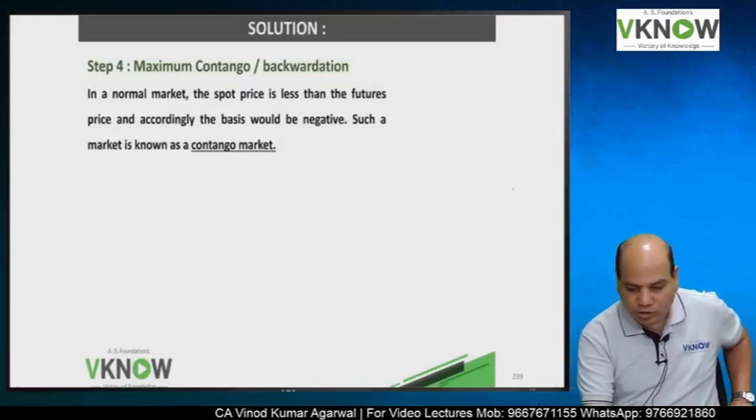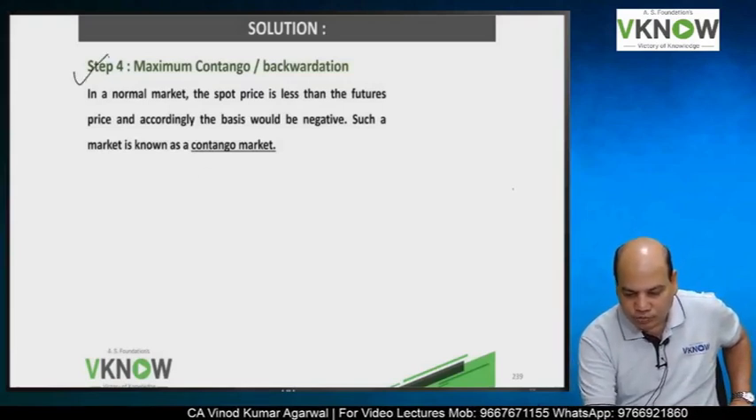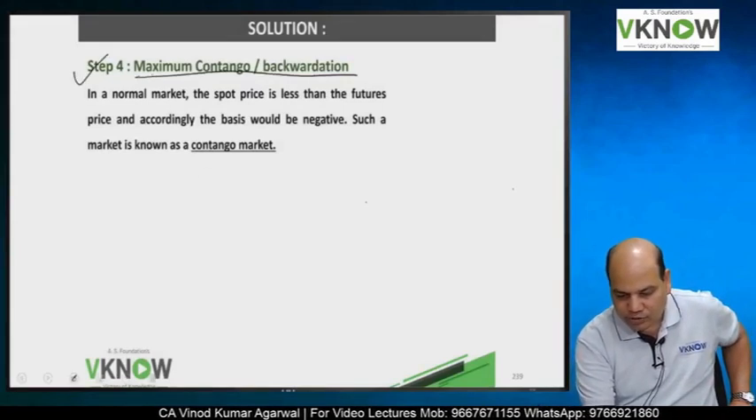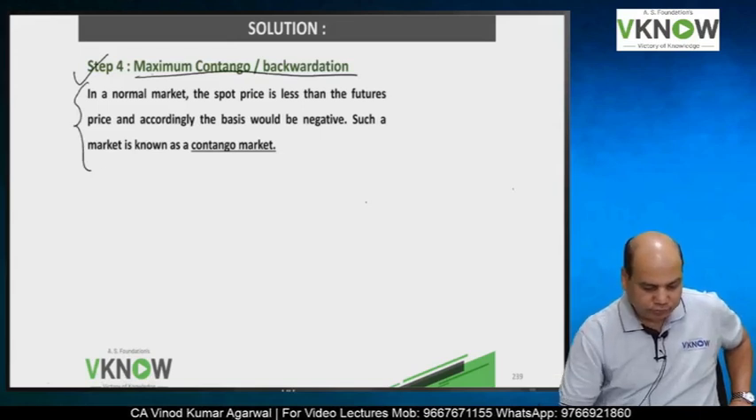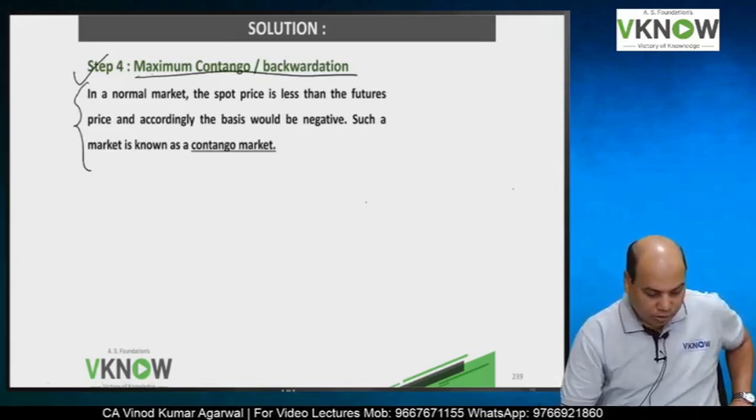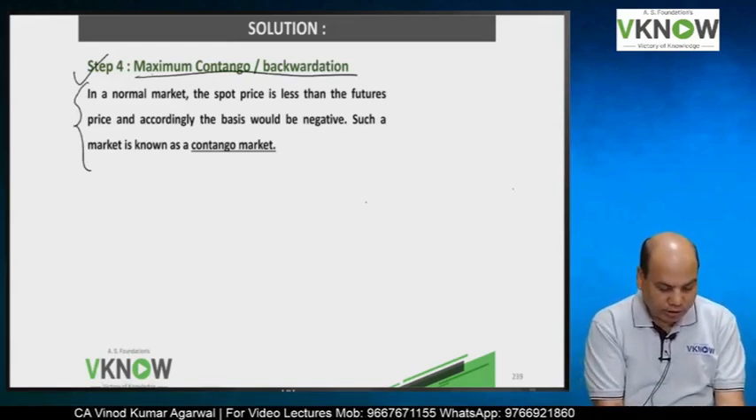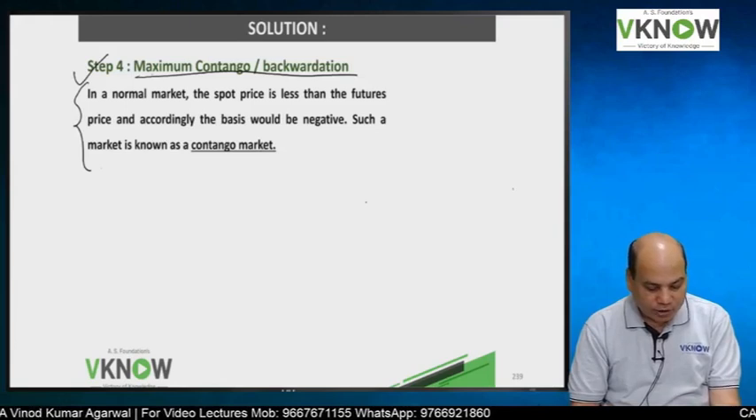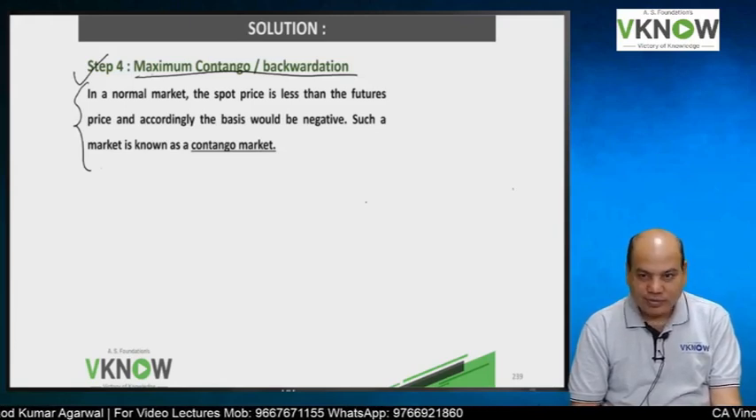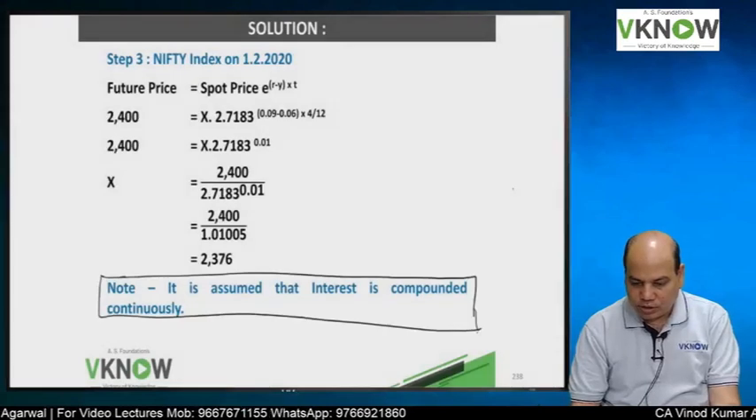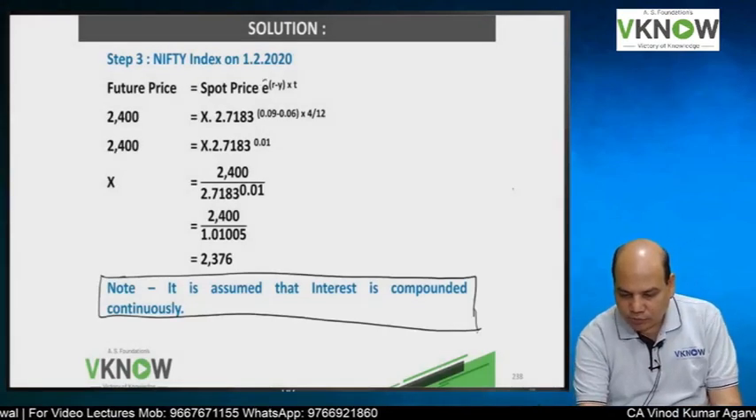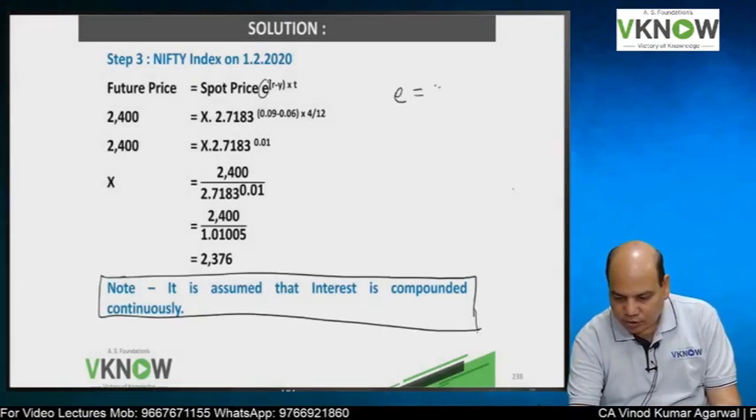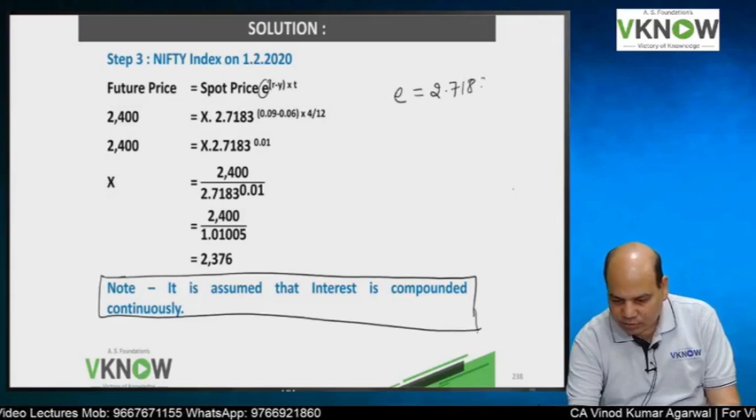Our next question is, what is the maximum contango or backwardation? I will give you a note first. Yes, VV Rangaiya is also right. First time you have answered. 2.7183, that is the value of e. Value of e is 2.7183.